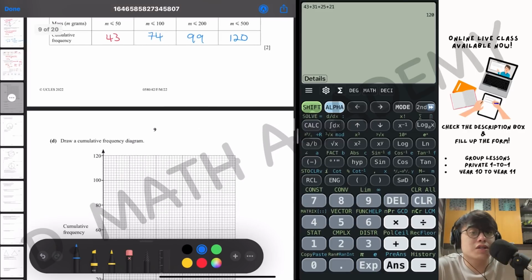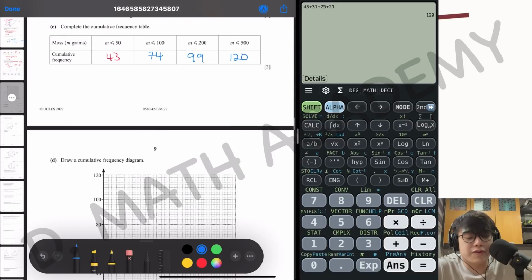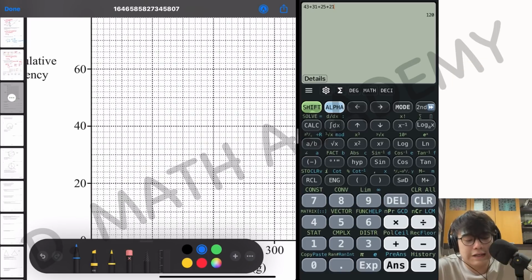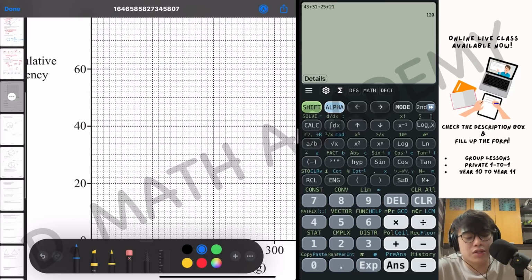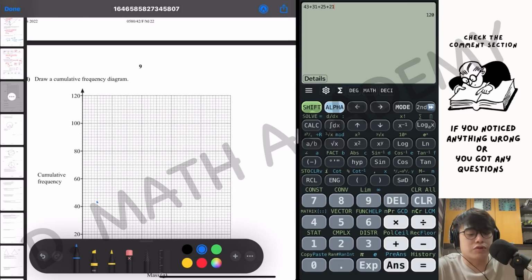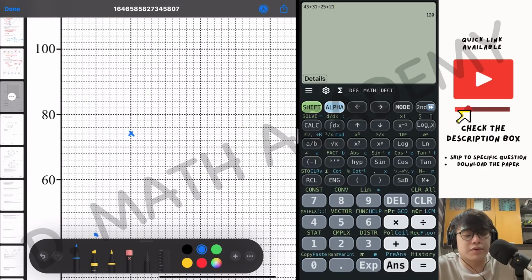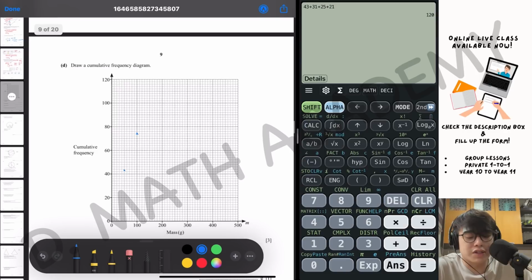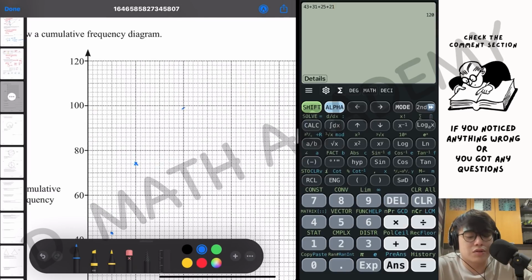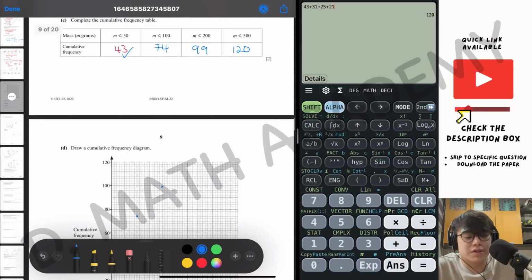And they want us to transfer this information into the graph space that they gave us here. So at a mass of 50, we have 43 here. So we have to find out where's our 43. Okay, each box is 2. So it's somewhere around here for 43. Then moving on to 74. 70 is here, going up is 74. Continue to 99. 200 is at 99 now, so somewhere around this. And then the last one. At 500, it is 120.